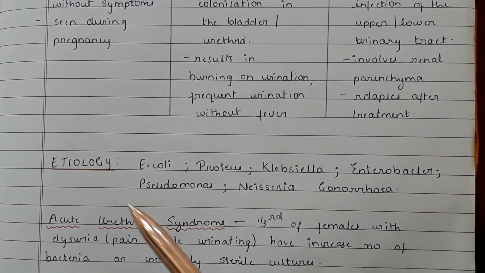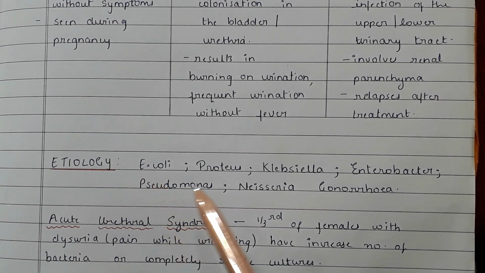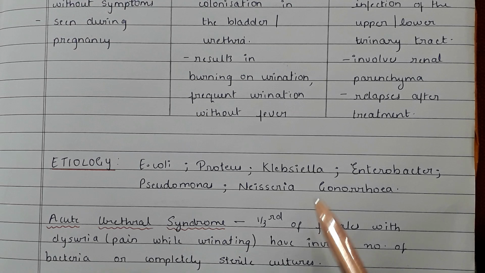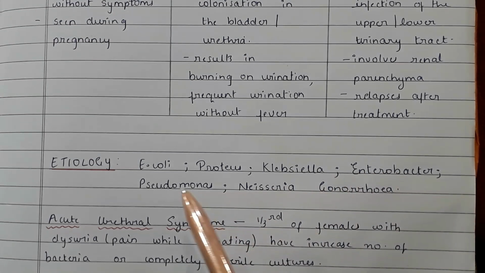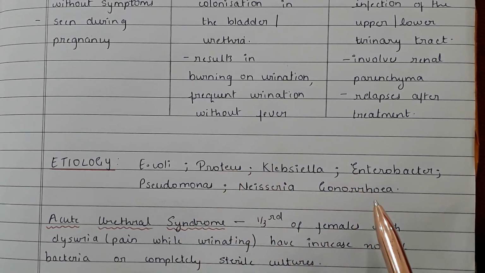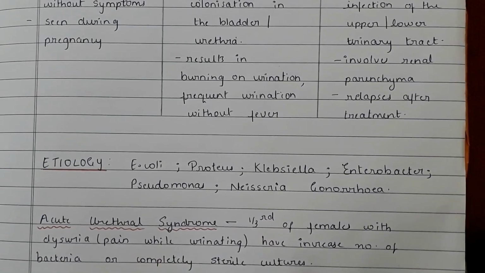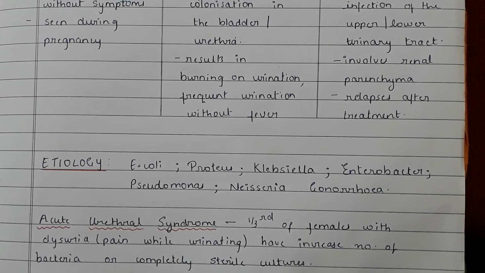Etiology or cause of urinary tract infections include E. coli, Proteus, Klebsiella, Enterobacter, Pseudomonas, Neisseria gonorrhoeae. Acute urethral syndrome is where one third of the females with dysuria, that is pain while urinating, have increased numbers of bacteria or completely sterile cultures.